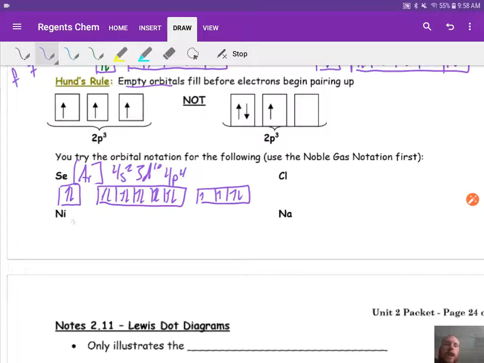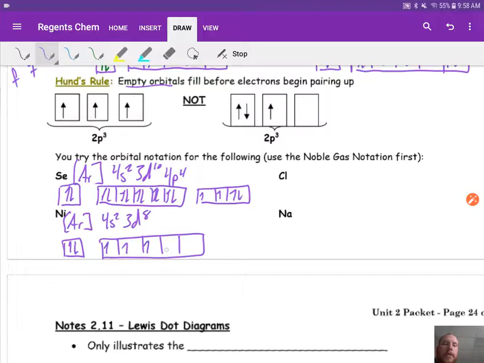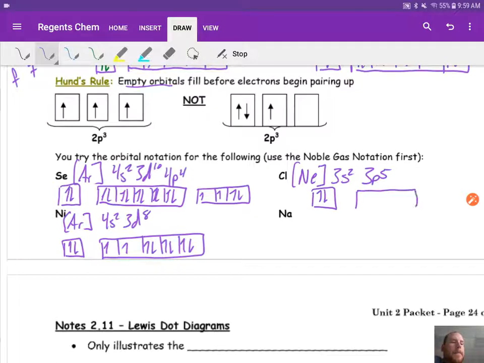Okay? Nickel, argon as well, 4s2, 3d8. So again, start with your S first, then fill them all in, 1, 2, 3, 4, 5, 6, 7, 8. Again, you could have started with the left, guys, doubling up. That's fine. It doesn't matter where, as long as each one has one first. Chlorine is going to be neon, 3s2, 3p5. So start with my S. Those are filled up. My P, 1, 2, 3, 4, 5. I could do it like that if I wanted to.